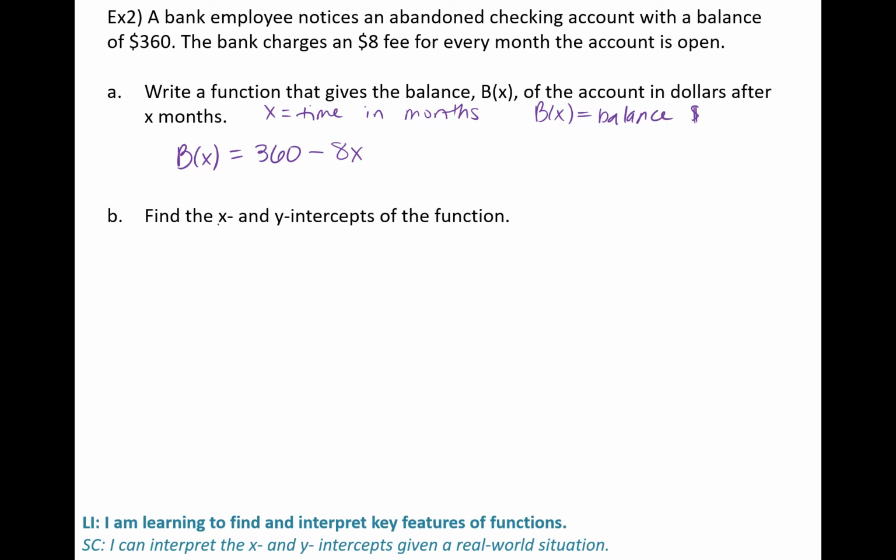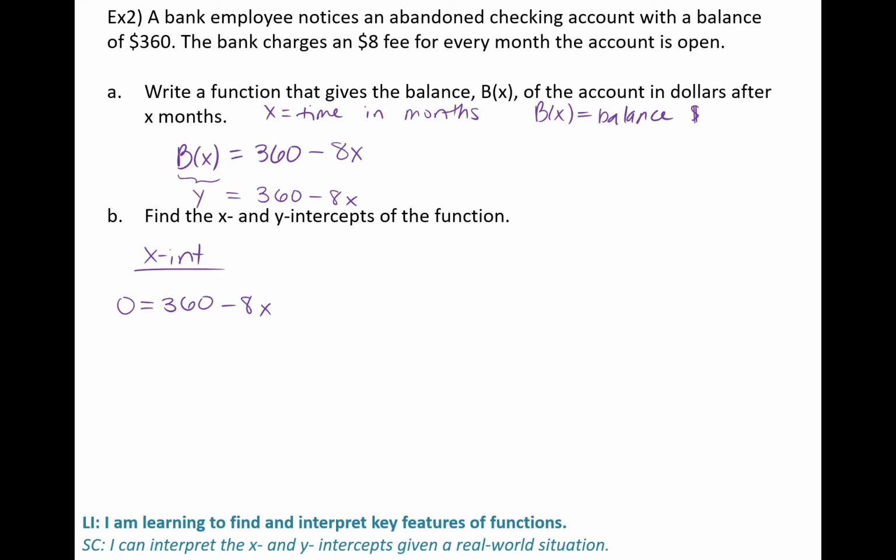Then for part B, we're going to find the x and y intercepts of the function. Even with it written in function notation, remember b of x could be rewritten as y. So if it bothers you, you could rewrite it this way as well, so that we can easily see our x and our y. All right, so to find the x-intercept, we learned yesterday that we are going to make the y value 0. So essentially, I'm going to say 0 equals 360 minus 8x. So I have to solve that for x.